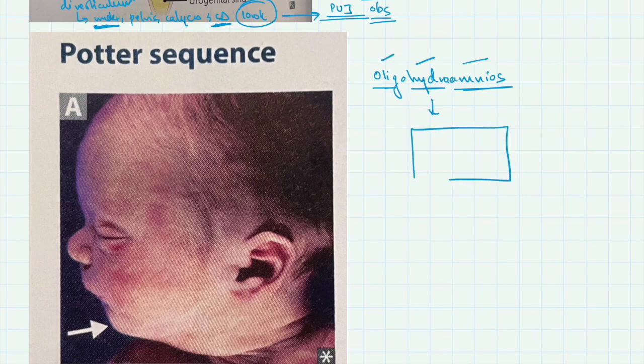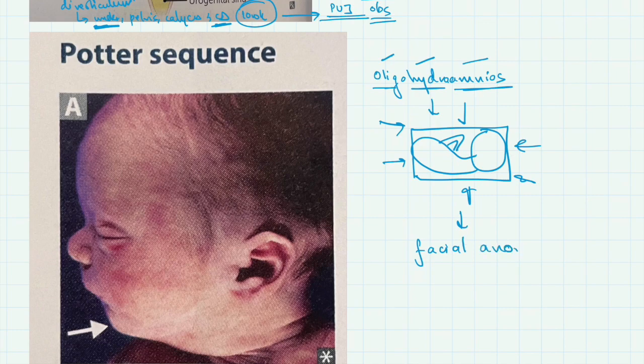So imagine there is less fluid, so the fetus would be tightly packed inside the uterus, right? So there is pressure on the fetus from all the sides. What happens is that due to this there are facial anomalies. For example, there will be low set ears or retrognathism, that is the jaw moves backwards, right?